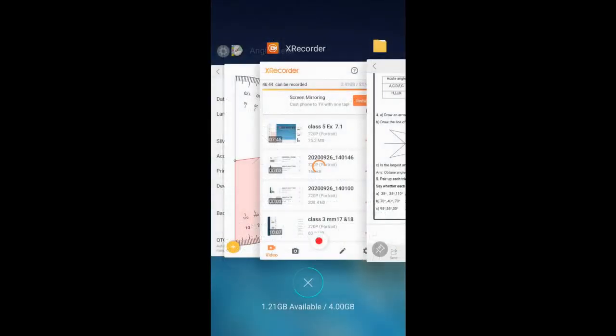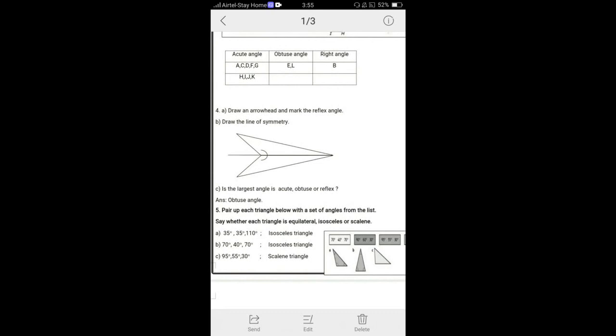You can use the digital protractor, or you can use your geometry box protractor, plastic protractor, whatever we use to draw angles and measure the angles.